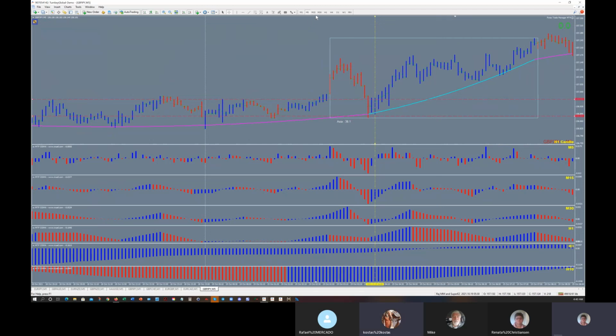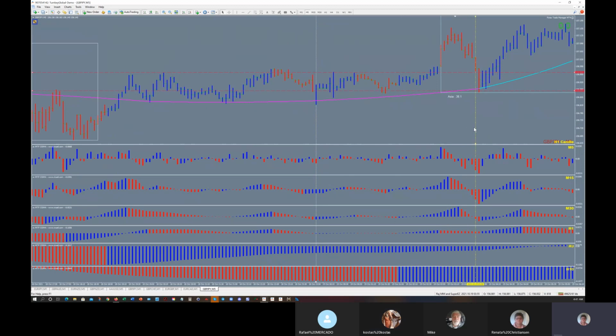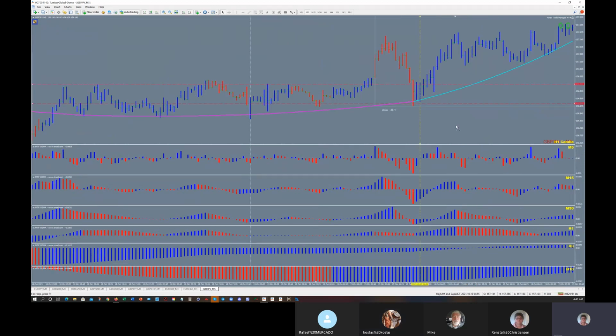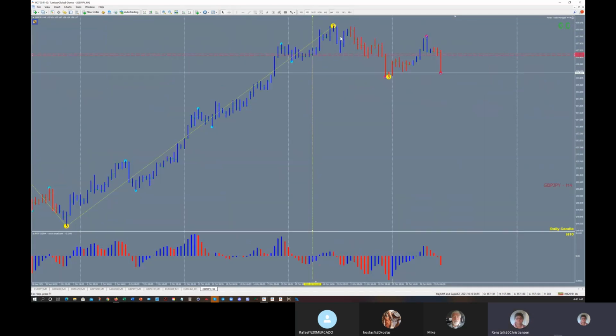7 pips. Back to the 4, and probably get taken out. Almost got taken out, right? Let's see if we ever get taken out. Not quite, right? So the 4 hour now starts getting red bars right there. Go back to the 5.